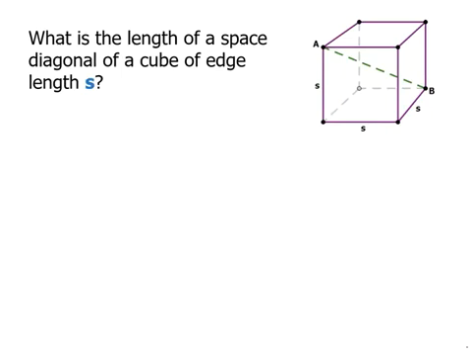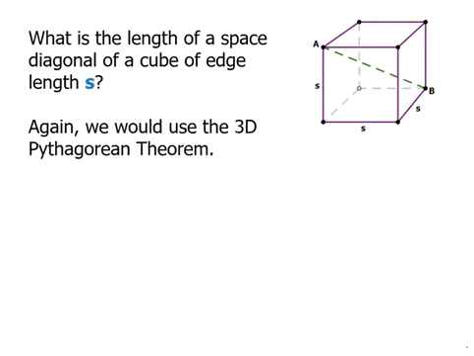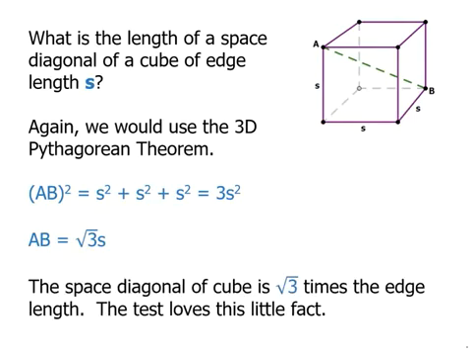What is the length of the space diagonal of a cube of edge length s? Well, again, using the 3D Pythagorean theorem, d squared would be s squared plus s squared plus s squared, which is 3s squared. Take a square root of both sides, we get the space diagonal is square root of 3 times the edge length. And in fact, the test loves that little factoid, so that's a good one to know also.